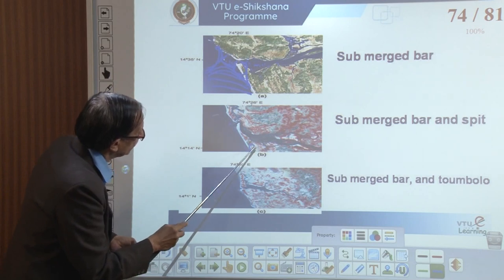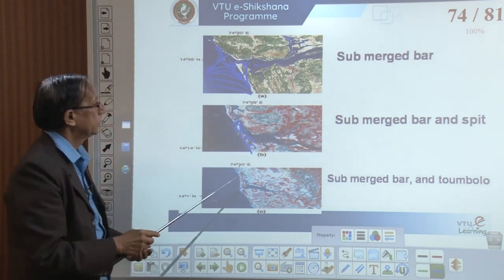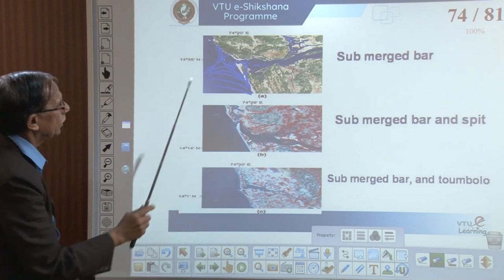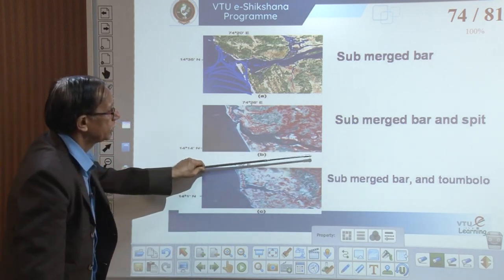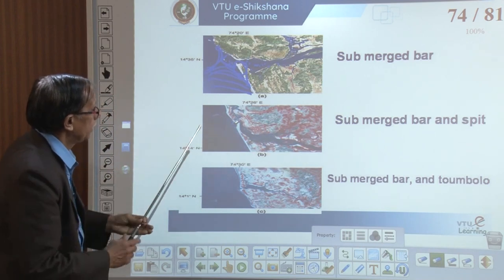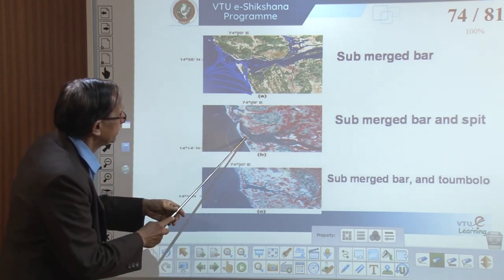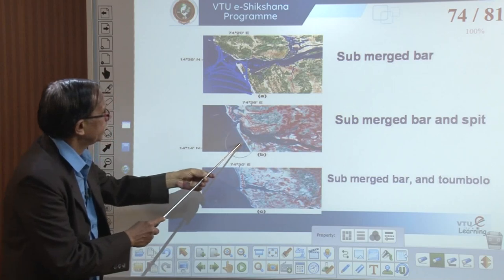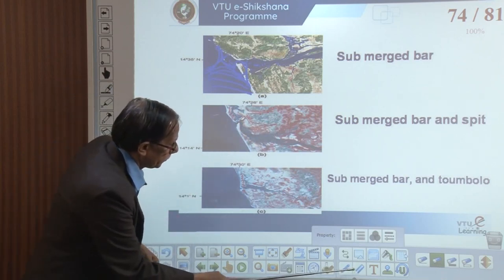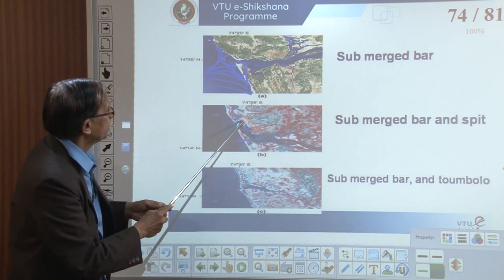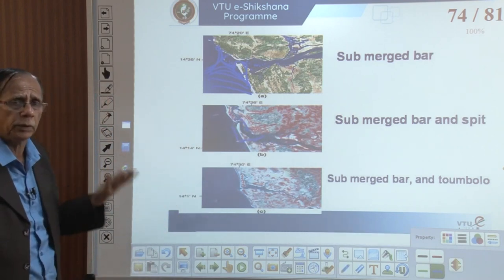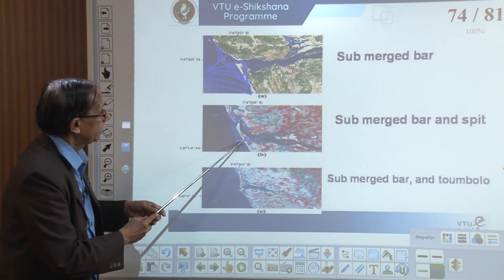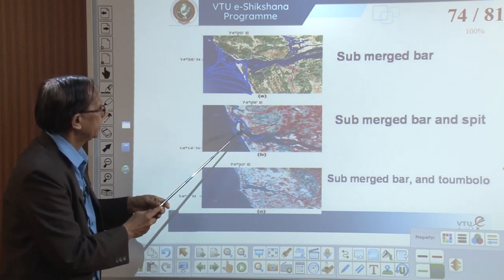As a result, it is deposited. This results in the spit formation. This is across Sharavati River. The river originally was somewhere here. Now today it is here. Means in the last 30 years, it has travelled 3.8 kilometers. Originally joining here, now the river shifted 3.8 kilometers in 35 years. Imagine how much. It is cutting this part and depositing here.